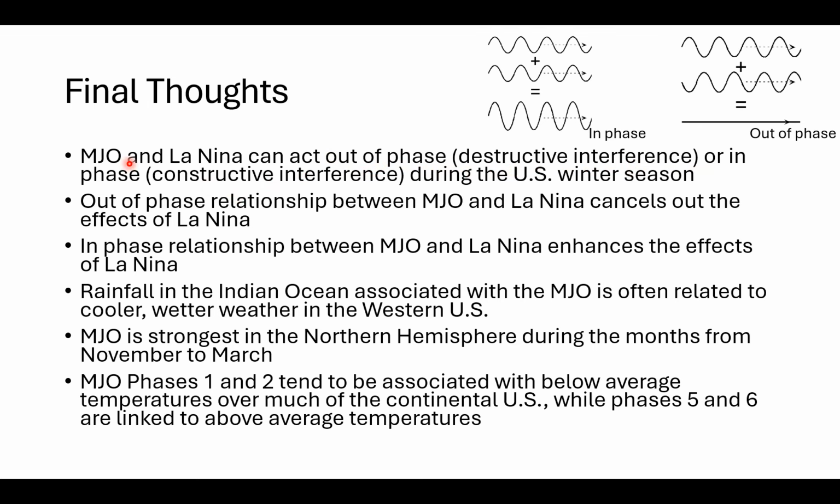These two components can act together or against each other. When they act against each other, it results in a canceling out effect overall. And that's called destructive interference when the waves are out of phase. It can act together in phase, the waves, both the MJO and the ENSO or La Nina in this case, resulting in constructive interference during the U.S. winter season. So look at this up here, right here. This is an example of an in-phase situation. All right, so let me go ahead and draw this out for you so you understand it better.